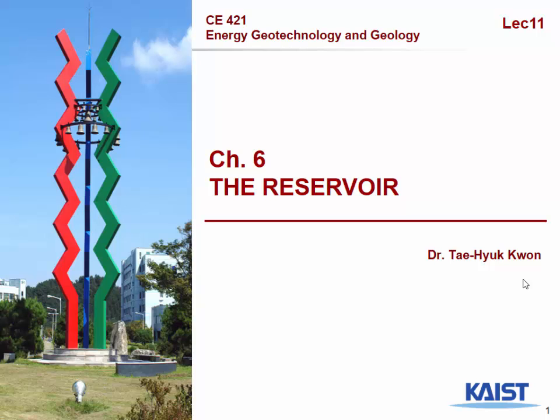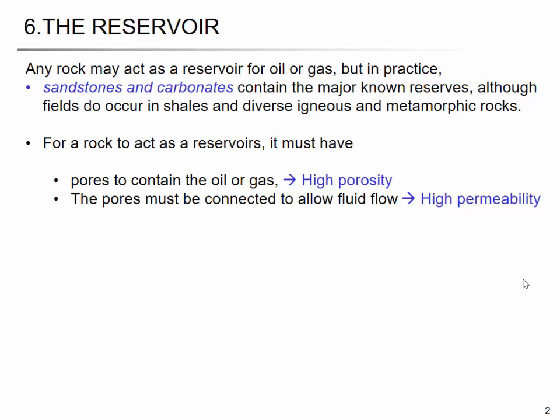And so we'll talk about the characteristic of the reservoir for about 3 weeks. So it's a big topic. So any rock can serve as a reservoir. So reservoir is the formation that contains oil or gas. So the pore should contain the oil or gas. And the pores must be connected to each other so that the oil and gas can be produced. So sandstone or carbonate contain the major known reserve because they have a high porosity and a high permeability.